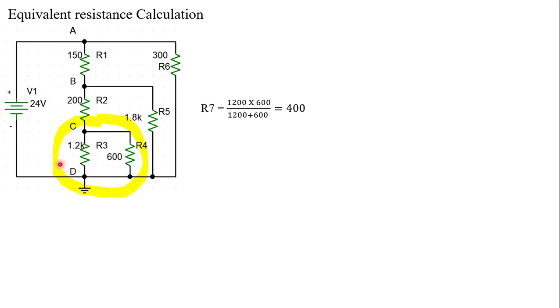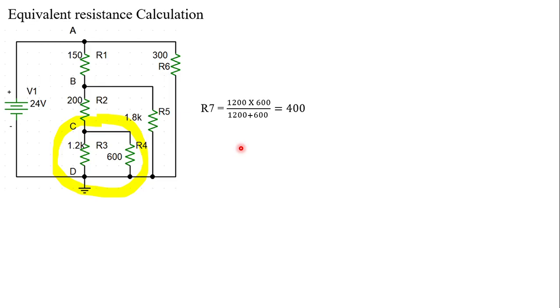At first glance, R3 and R4 are going to be in parallel with each other. If two resistors are in parallel, we use the formula 1 by R equivalent is equal to 1 by R1 plus 1 by R2. So R1 into R2 by R1 plus R2. R1 is here, R3 is like R1, right? So 1200 into 600 by 1200 plus 600. That will take the value 400.